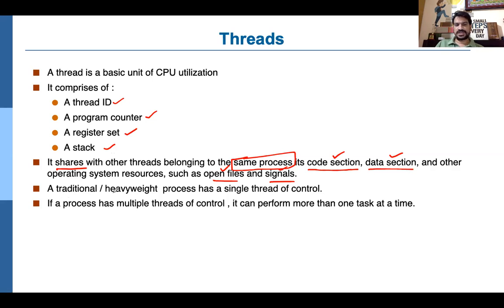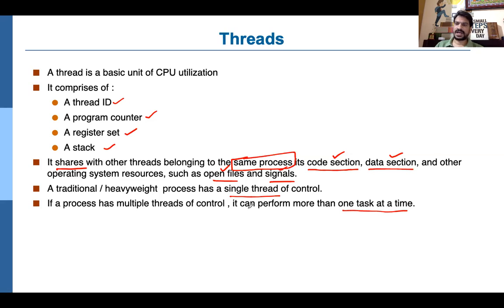When we talk about a traditional or heavyweight process, it has a single thread of control. So one thread is there, and that thread is going to execute the program. But there are no multiple threads in a process when we talk about a traditional or heavyweight process. If a process has multiple threads of control, it can perform more than one task at a time. Definitely, if a process has multiple threads, then with the help of multiple threads, it can perform more than one task at a particular time.